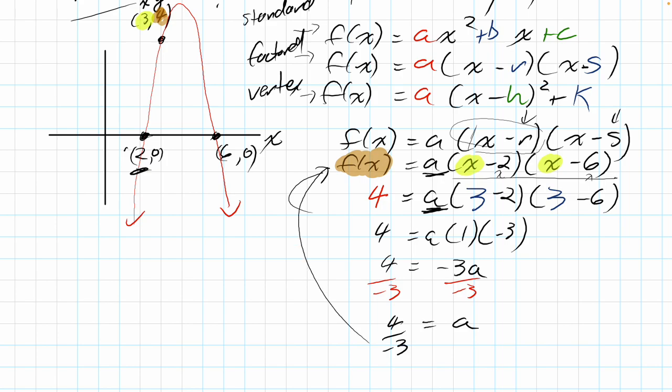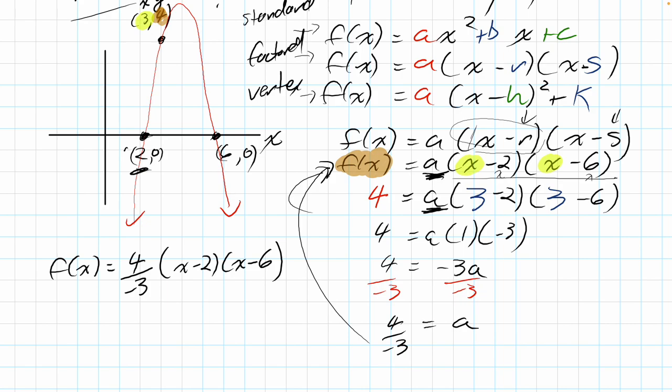And like I said, I'm taking that and plugging it back into the a value here to get my equation. So my equation would read f at x is equal to 4 over negative 3. Okay, did I do that right? Yeah. Bracket x minus 2, x minus 6. This is your equation in factored form.